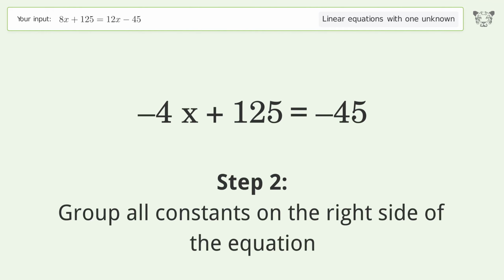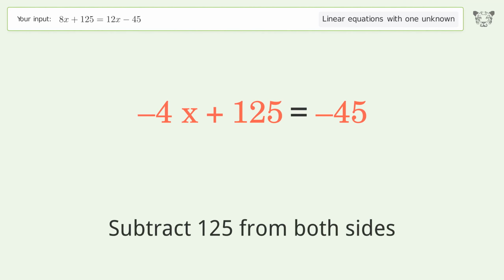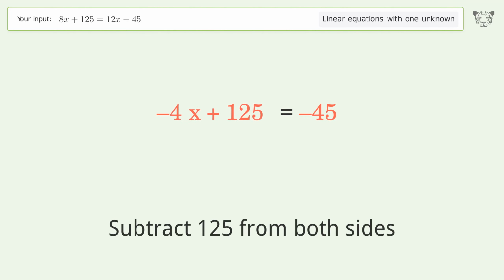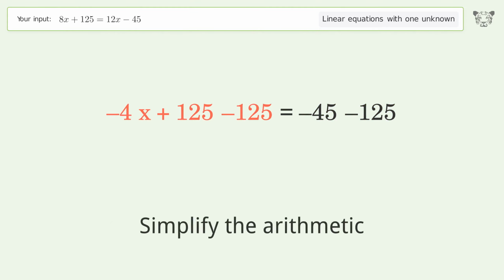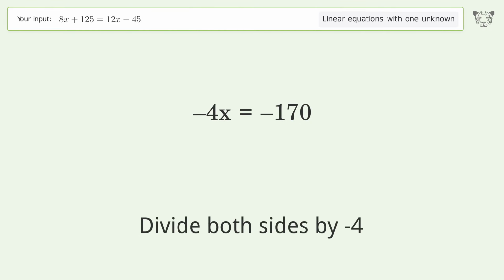Group all constants on the right side of the equation. Subtract 125 from both sides. Simplify the arithmetic. Isolate the x. Divide both sides by -4.